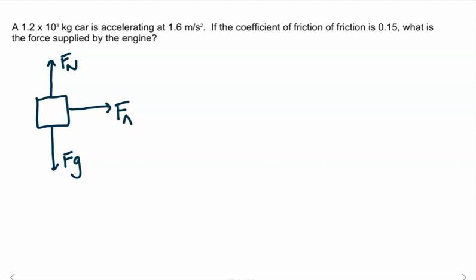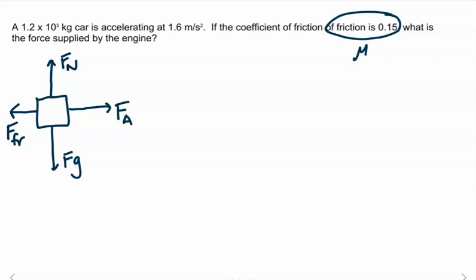It doesn't specifically say that. It says that we have a coefficient of friction, so that implies that there is some type of friction. Now be careful, because this coefficient of friction is not our force of friction. That is our mu value. So just keep that in mind.